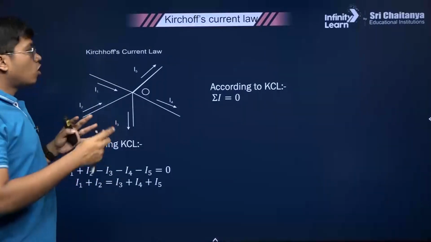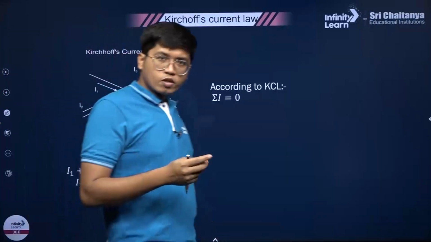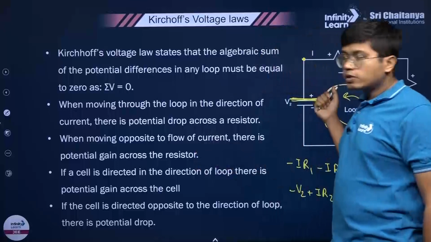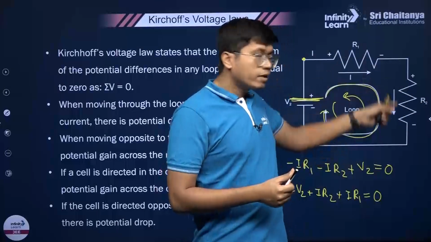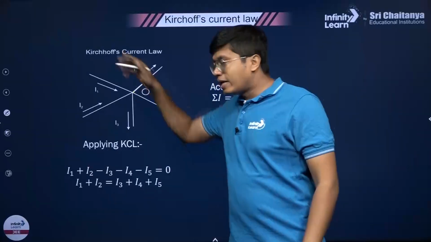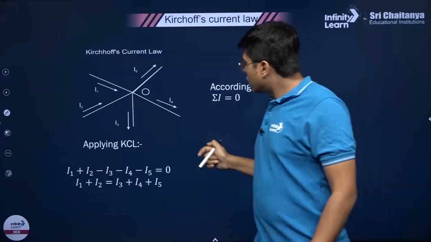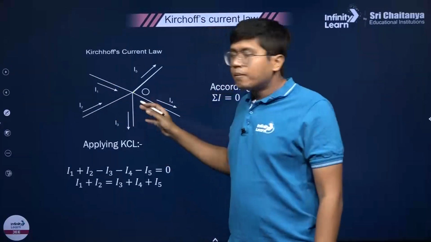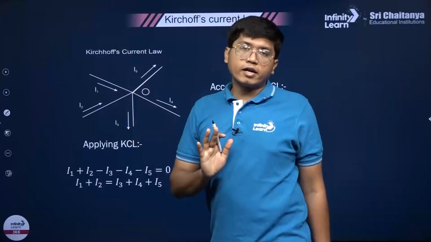Kirchhoff's current law is also called Kirchhoff's junction rule, because over here we are dealing with what happens in a junction. This was called a loop rule because we saw what was happening in a loop. Here we deal with what's happening at a junction where many wires meet. So this rule is very simple. It just says that whatever is the current coming in should be equal to the current going out of the junction.